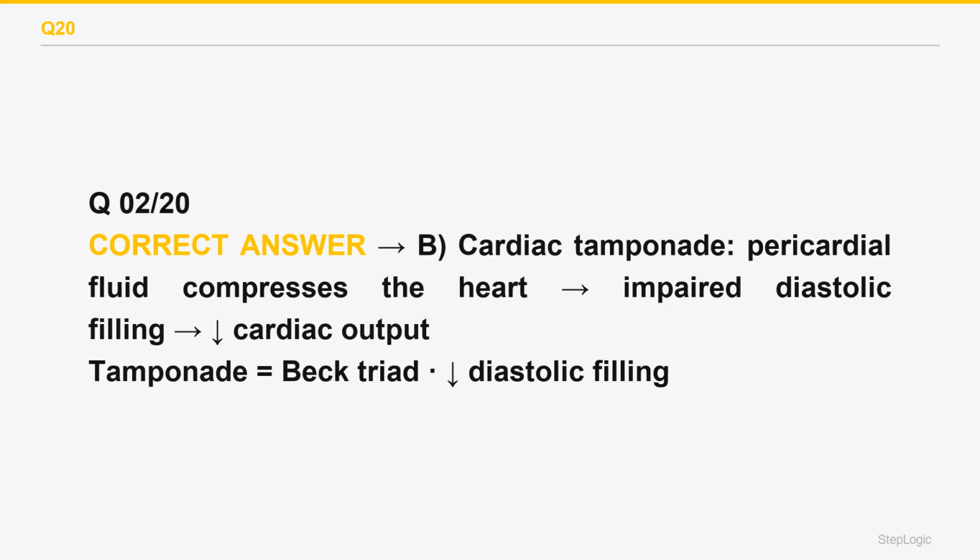Pulsus paradoxus: an exaggerated, over 10 mmHg drop in systolic blood pressure during inspiration occurs because the inspiratory increase in right heart filling bows the septum into the left ventricle in the constrained pericardium, reducing left-sided output. Electrical alternans: beat-to-beat variation in QRS amplitude reflects the heart swinging in the fluid. Treatment is urgent pericardiocentesis. Pericardial fluid compressing the heart and impairing diastolic filling, with Beck triad and pulsus paradoxus, is cardiac tamponade.